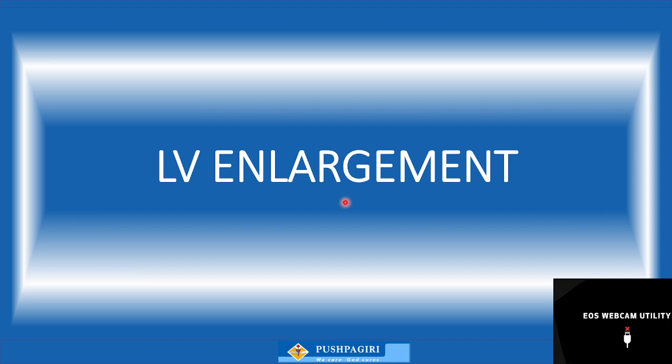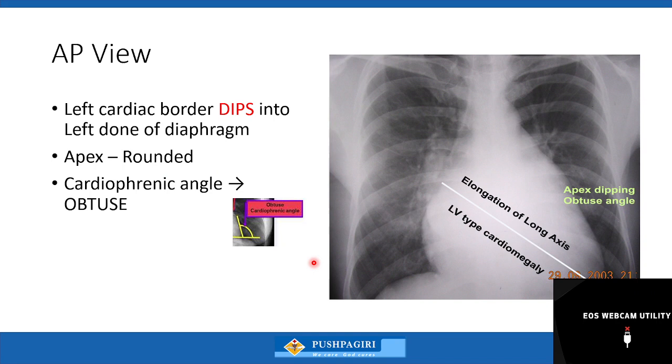Now coming to left ventricular enlargement, on an AP view, we can see that the left heart border at the apex will dip down below the diaphragm. So this cardiac border will be going even below the diaphragm. That is because the LV, we know, is posterior most, so when it enlarges, it will initially enlarge posteriorly, and then it will go down inferiorly. So at that point, the apex will be seen dipping down into the left dome of the diaphragm. And it will be more rounded, and the cardiophrenic angle will be obtuse.